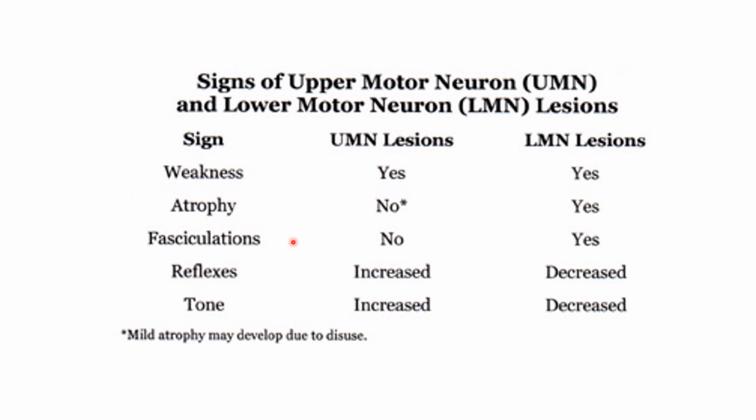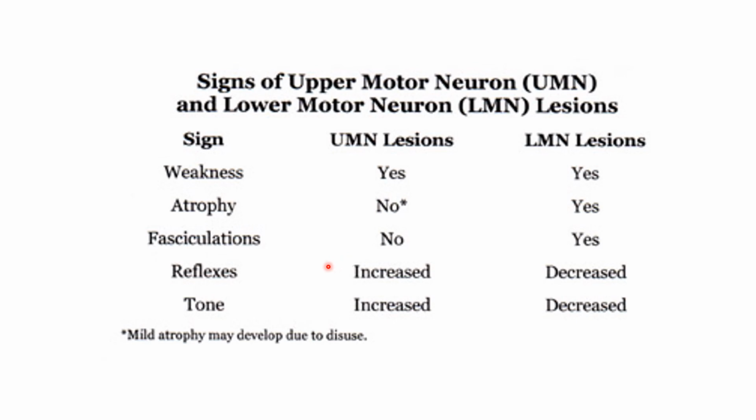Fasciculations, remember, are those little contractions due to hyperexcitability of muscle fibers. You don't see fasciculations in upper motor neuron lesions. Remember, fasciculations are not examples of hypertonicity. They are just due to irritation or infection of the lower motor neuron, and this is what you see in lower motor neuron lesions.